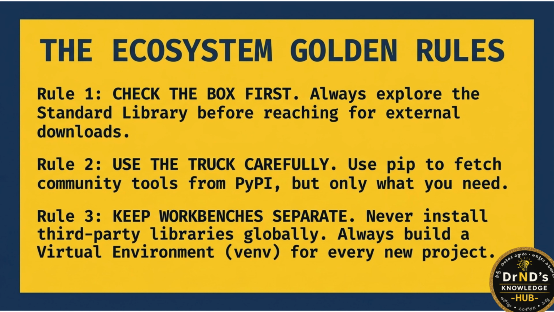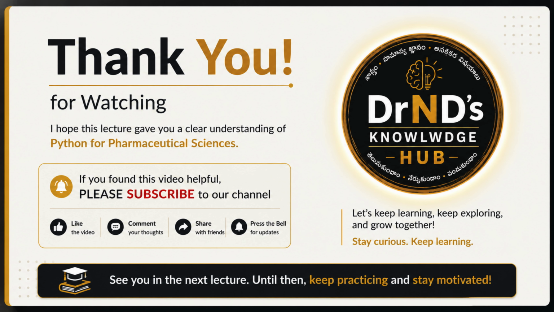Rule 3. Always use a virtual environment for every new project. This prevents dependency conflicts, keeps projects independent, and ensures that your research remains reproducible. Following these simple practices will make you a more organized, efficient, and professional Python programmer. In future lectures, we will begin using several powerful third-party libraries for pharmaceutical data analysis and scientific computing.